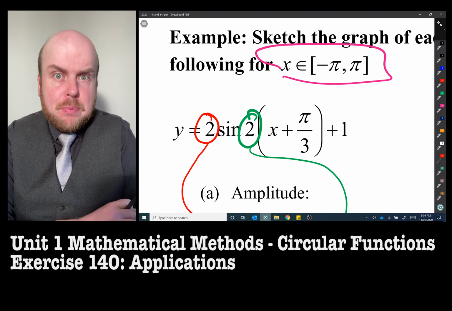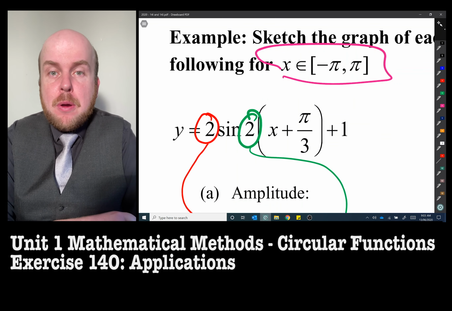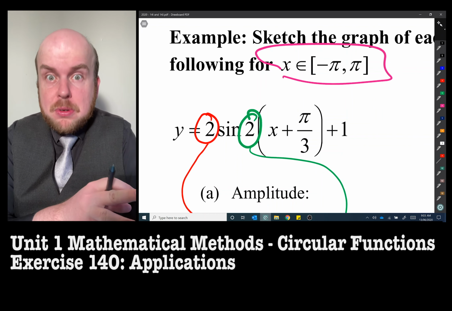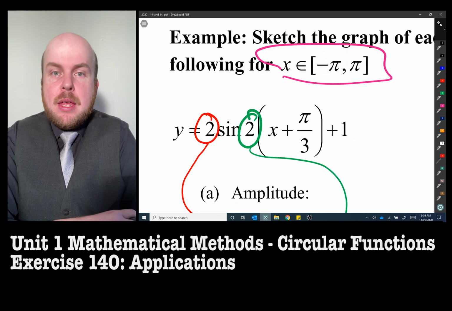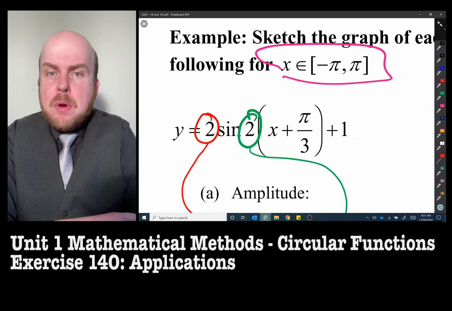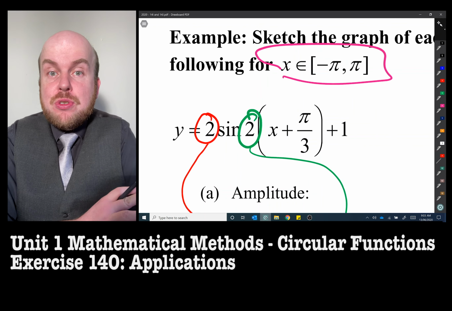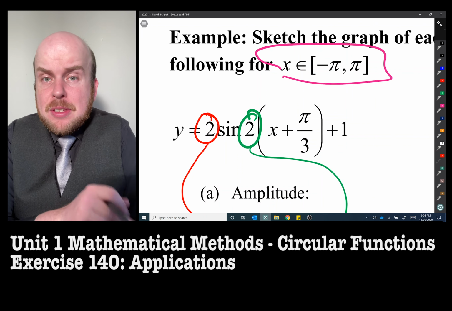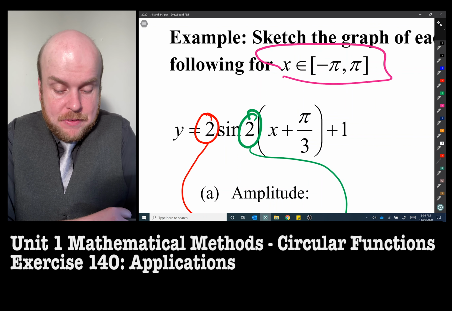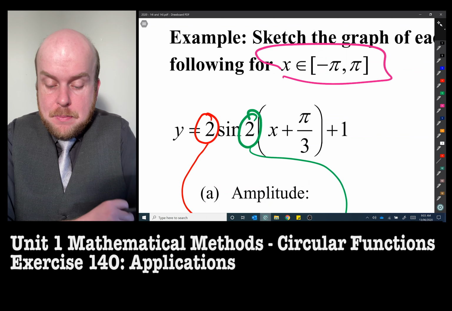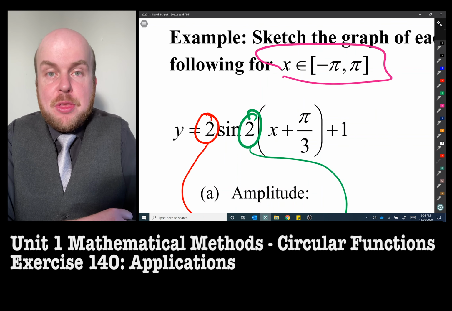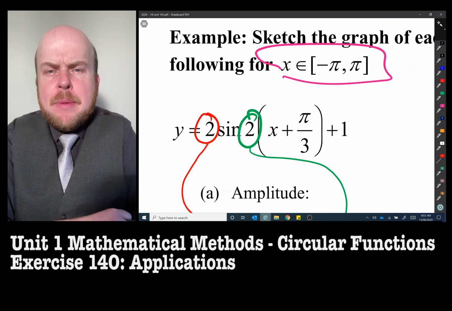What I want to do as a precursor, though, is I just want to go and show a few shortcuts, if I may, that may assist. And one of these is the knowledge about amplitudes and translations. Just as a precursor, I've got this function here, y equals 2 sine 2(x plus pi over 3) plus 1.